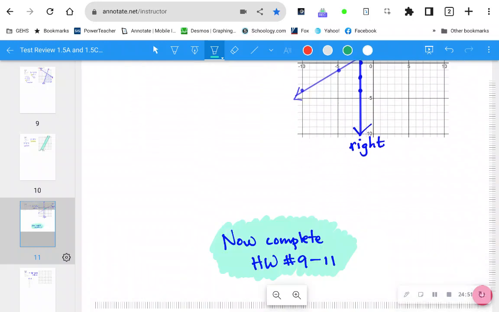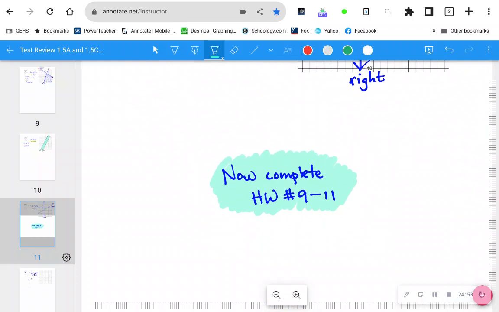Okay, you are set up to do some more of your homework, so it's time to complete numbers 9, 10, and 11. I don't know if I skipped any there, but you got to get done through 11. So pause it and come back.